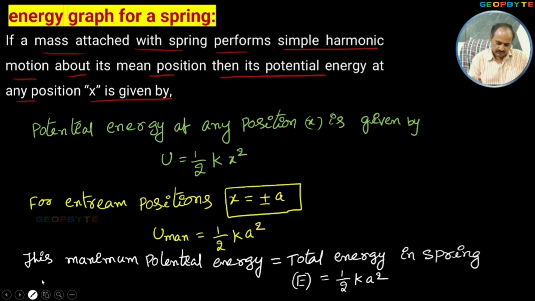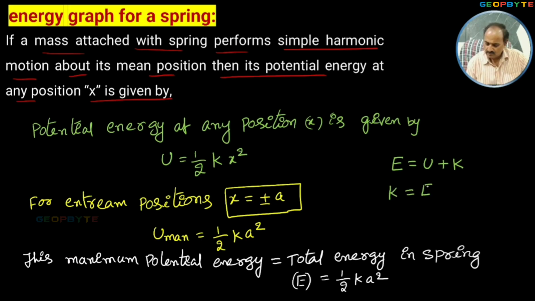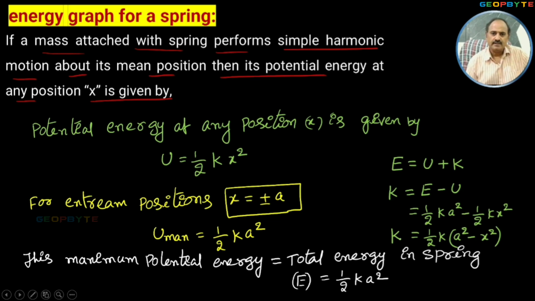As you know, this total energy E is nothing but potential energy plus kinetic energy. From this, the kinetic energy stored in the spring equals total energy minus potential energy. Total energy half k a square minus potential energy half k x square is equal to half into k into (a square minus x square). This is the kinetic energy stored in the spring.